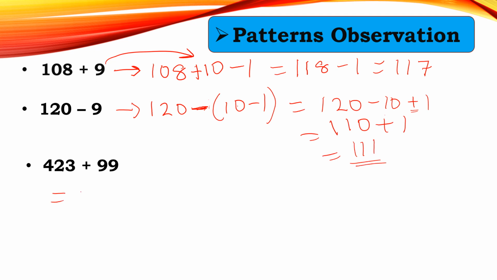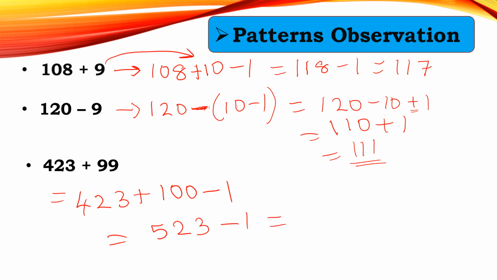And next problem, you all can try along with me. So 423 plus, how can you write 99 as? Yes, 100 minus 1. So you all know addition by 100 is very easy. So 423 plus 100 equal to 523 minus 1. Your answer will be 522.